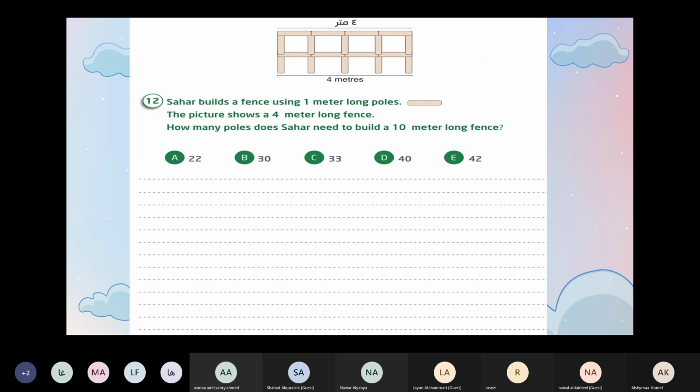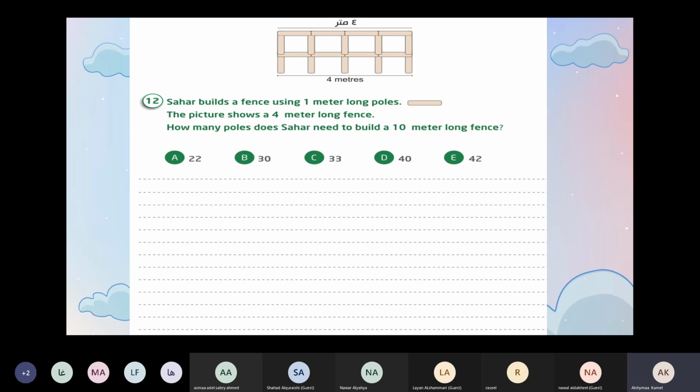Number 12. Can I answer? What's your name? Noel. Okay, Noel. Sahar builds a fence using 1 meter long poles. The picture shows a 4 meter long fence. How many poles does Sahar need to build a 10 meter long fence?